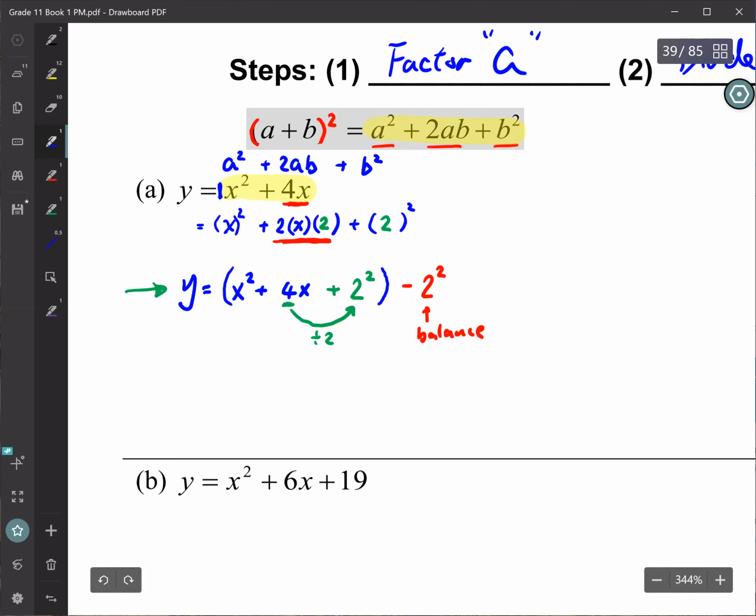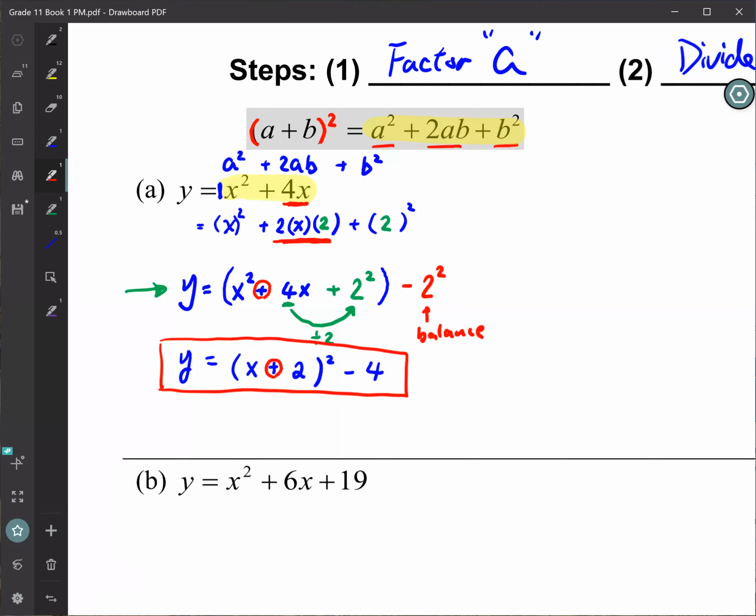Now we have completed the 3 terms, so we can complete the square. Based on the formula, A is the x, so I write x. B is the 2, so I write 2. And because it's adding between the first 2 terms, I'll be adding in the bracket, and then put a square. So that's called complete the square. And the part outside the bracket, you have a 2 squared, so you have minus 4. So that is your standard form.